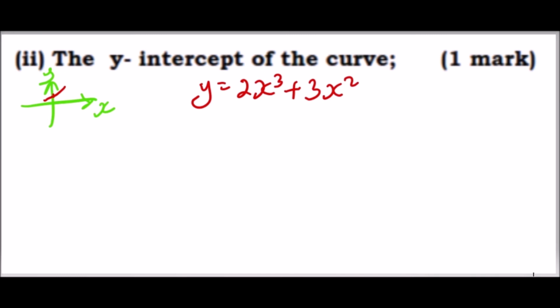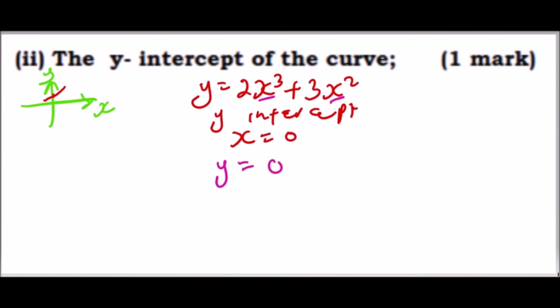So that was our function. Therefore, at the y-intercept, x equals 0. So we substitute 0 for x in our function. You find that 2 multiplied by 0 cubed is 0, plus 3 times 0 squared, that will give us 0. So our y equals 0. So that is the y-intercept, and you get 1 mark.